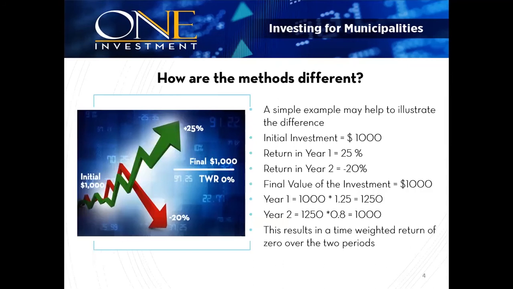So I try to use a simple example here to illustrate the difference between the two methods. So initial investment of $1,000, the return of the first year is positive 25%. And return in the second year is negative 20%. If you do the calculation, which you see below, you see that year one, your $1,000 grows to $1,250. And at year two, the $1,250, having lost 20% in the second year, goes back to $1,000. So that will result in a time-weighted return of 0 over the two periods. You start with 1,000 and you have 1,000 at the end of year two.